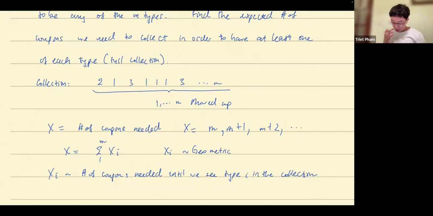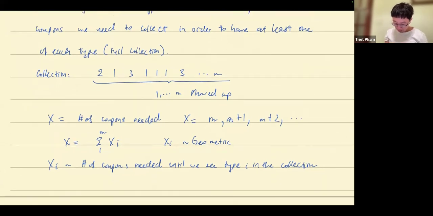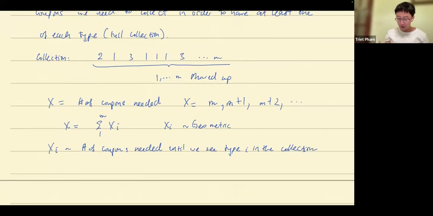Well, there's something here that we need to clarify and be a little bit careful about. For example, when you collect a coupon, the first coupon will definitely be of some type, so you will hit on some type right away. Let's say it's type 2. And then you may have a 2 repeating until you see another type, let's say 3 or 4, whatever.